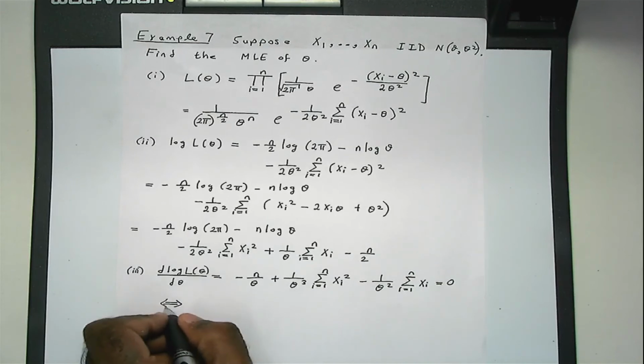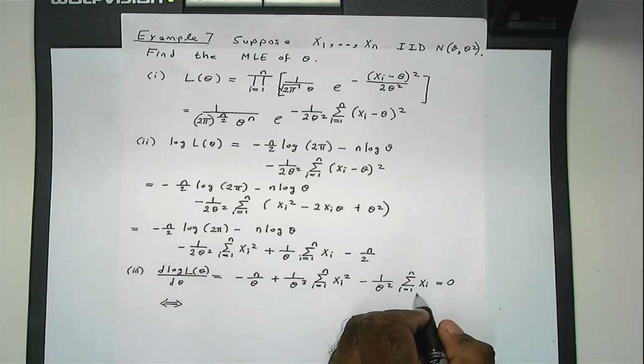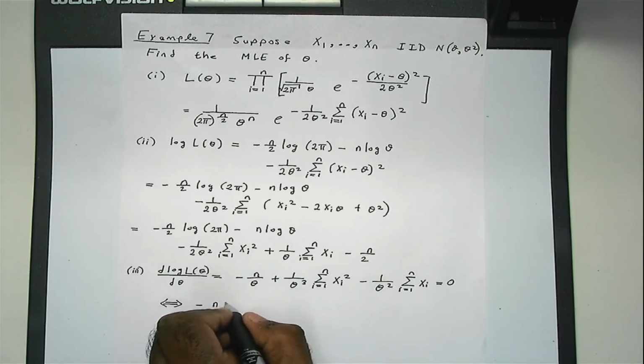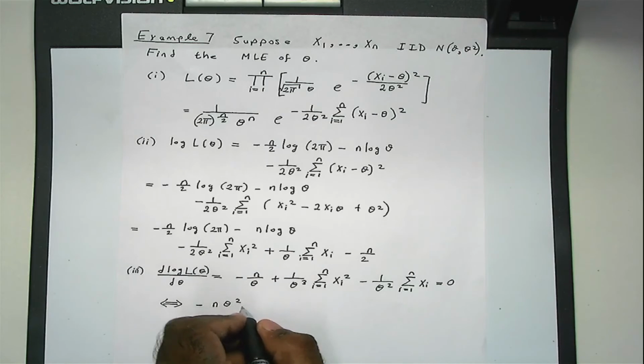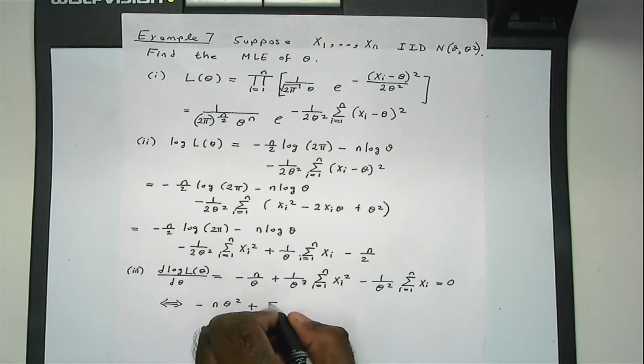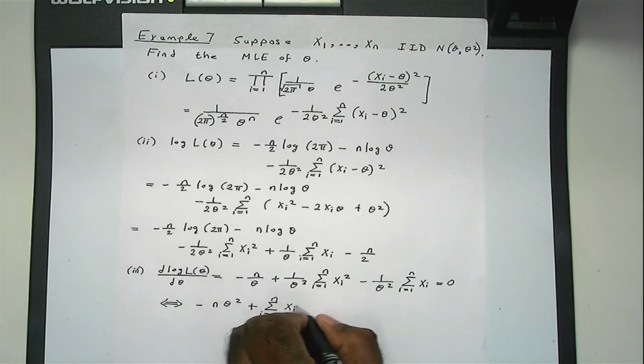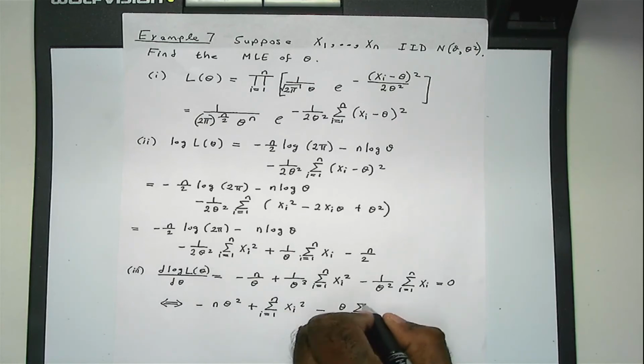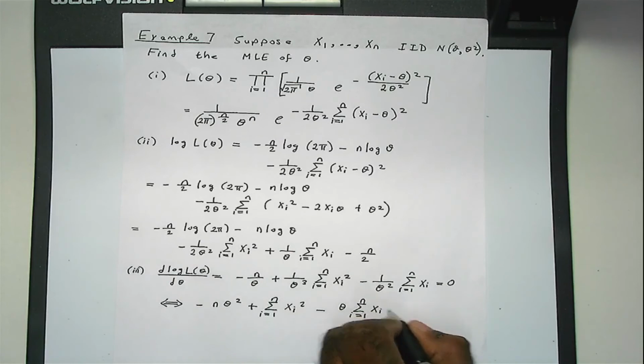Now, what I'm going to do next is multiply this whole thing here by theta cubed, and you should do that. This is what you will get: n theta squared plus the sum of xi squared minus theta times the sum of xi, equal to 0.